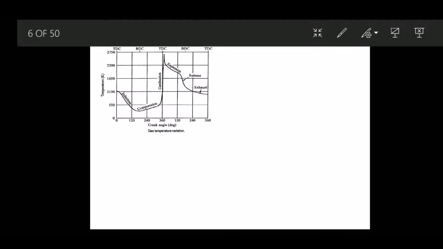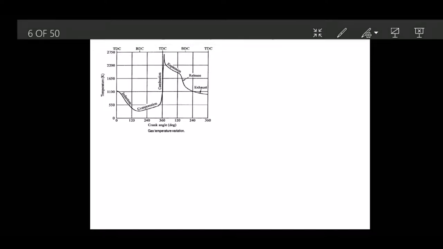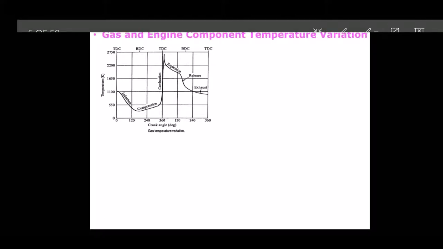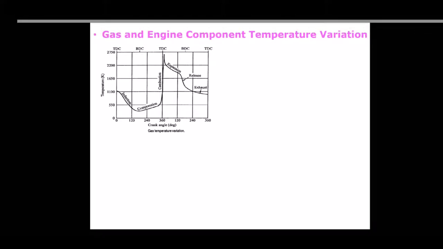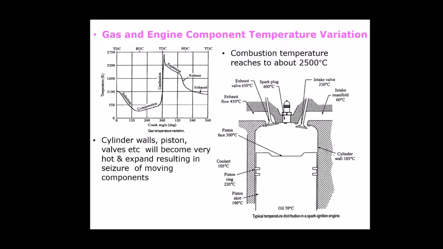This diagram indicates the mean or average temperature of different components inside the engine. Generally the cylinder wall temperature is near about 200 to 250 degrees centigrade. The exhaust valve may be 650 degrees centigrade. The spark plug is 600 degrees centigrade. The exhaust valve is the hottest component in the engine, while the piston may be near about 300 degrees centigrade, and the piston rings are at 220 degrees centigrade.